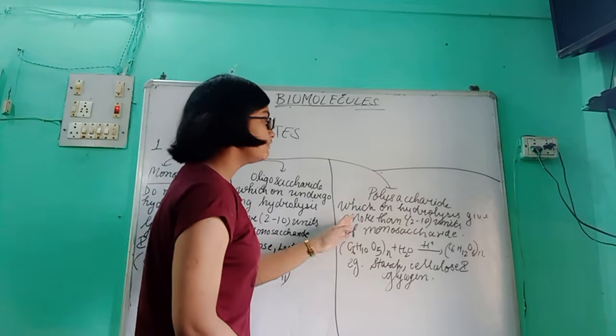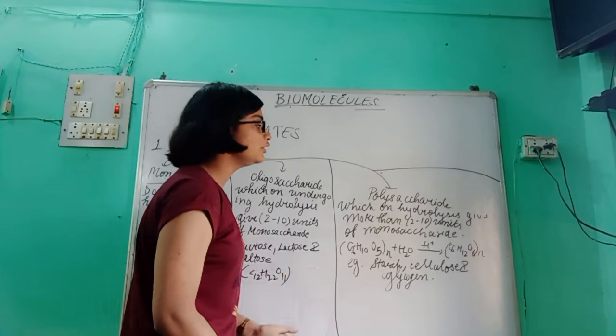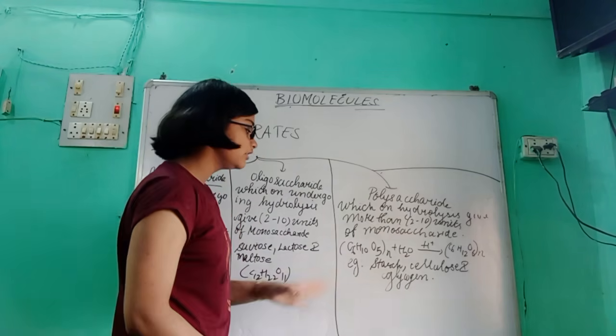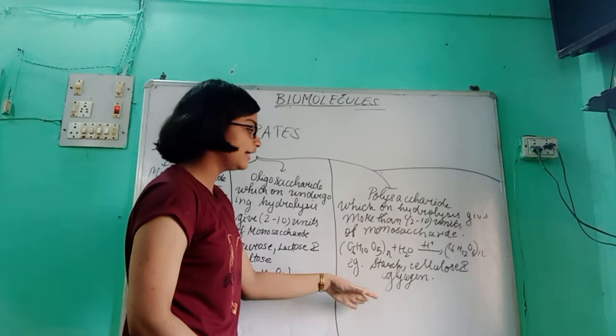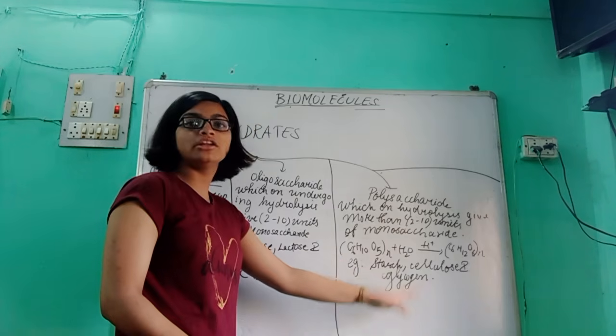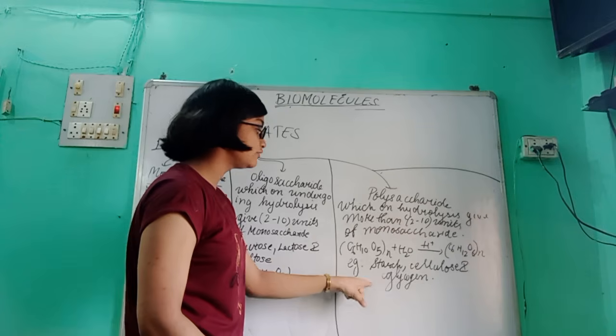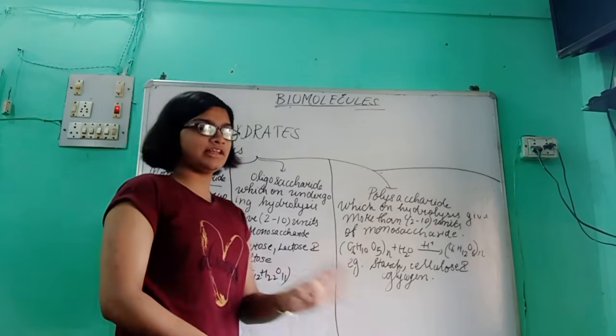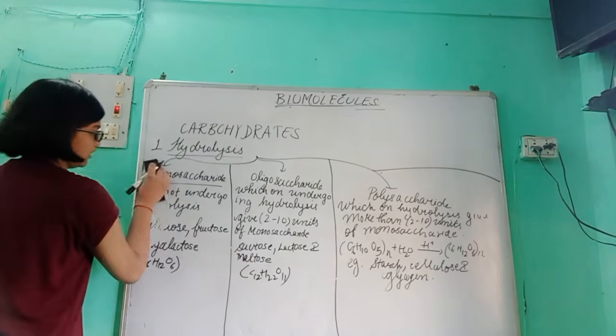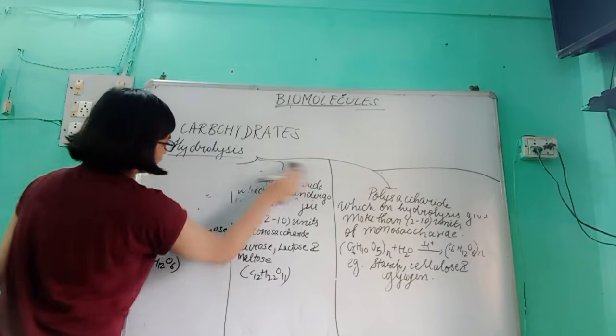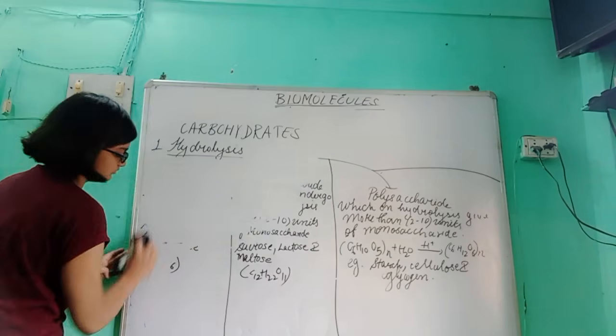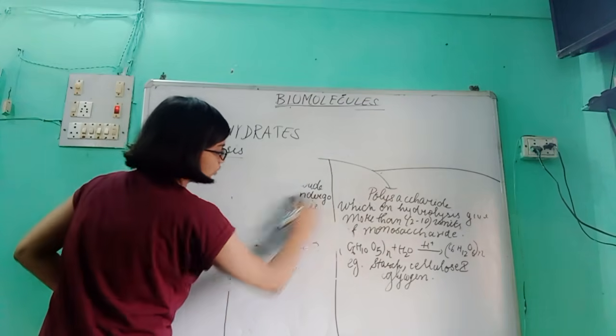Polysaccharides are those which, on undergoing hydrolysis, yield more than 2 to 10 units of monosaccharides, and polysaccharides give N molecules of glucose. And there are three types: starch, cellulose, and glycogen. Let's move on to the second one. That is our reducing power. Hope you have written this.